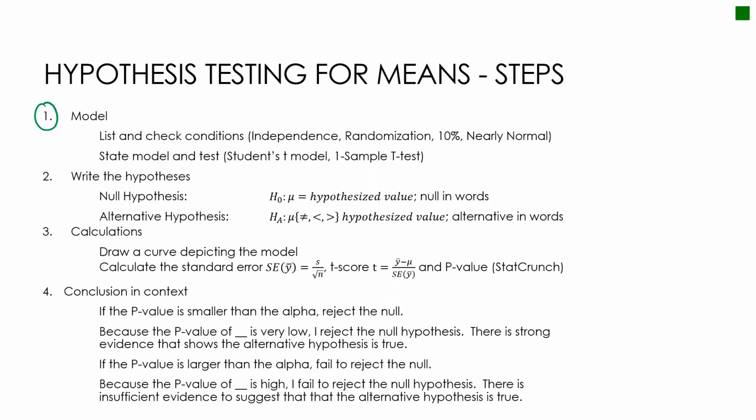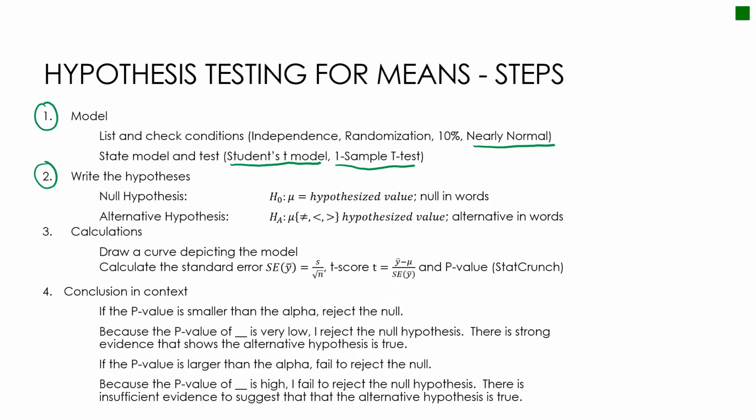The only difference between means and proportions is that we use nearly normal instead of success-fail. Then the model, again, is not normal, it's the student's t-model. The test is a one-sample t-test or a one-sample t-interval if you're creating an interval. Then we're going to write our hypotheses, and that again is the same process that we went through.